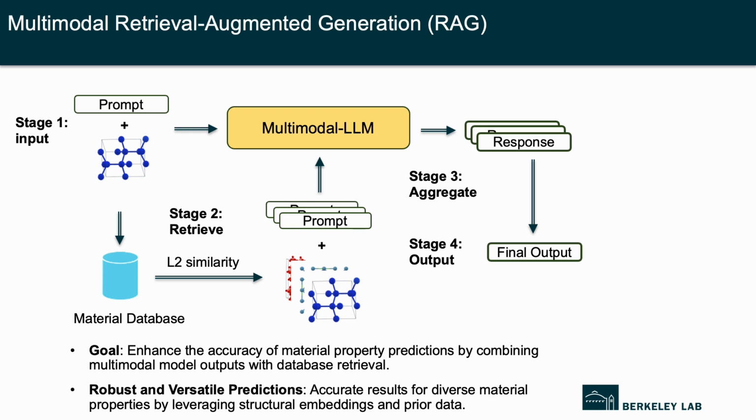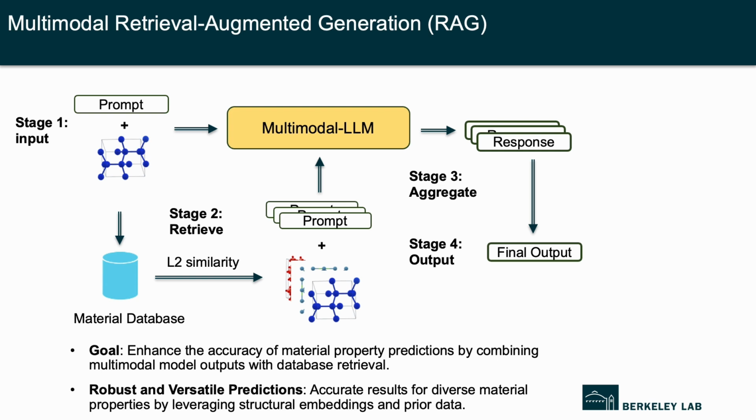So here, instead of directly getting the output from the single input through the model, we're adding two steps. One is the retrieval, the second is the aggregation. So in the retrieval phase, we are seeking similar structures from the material database.